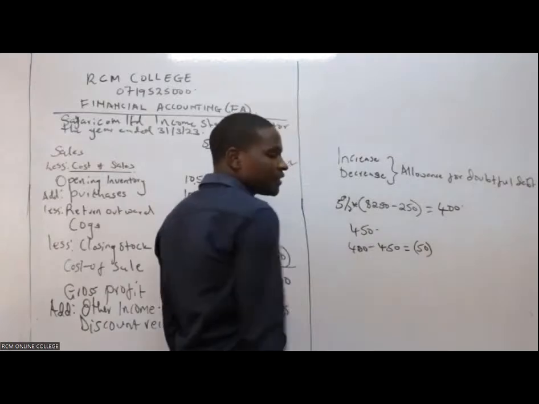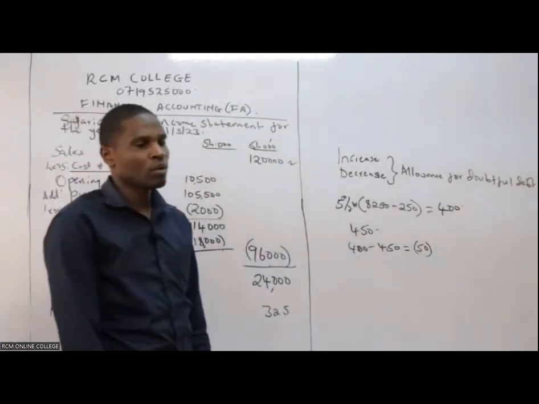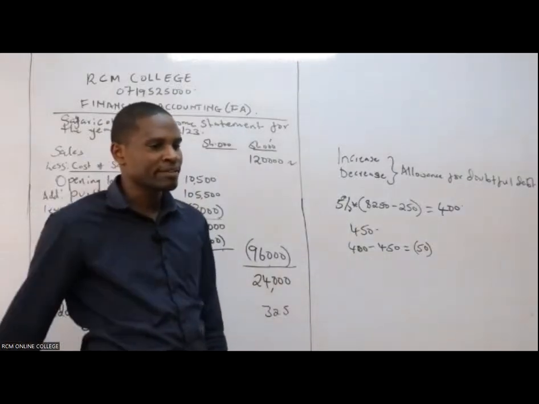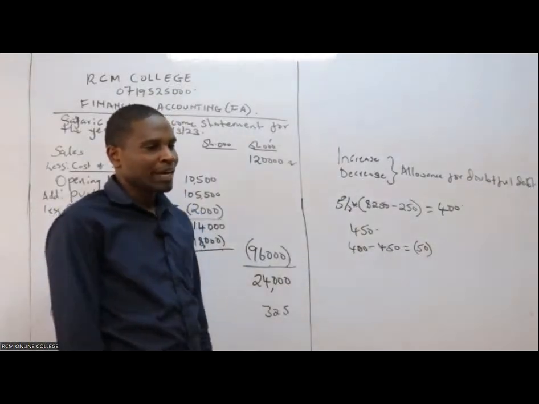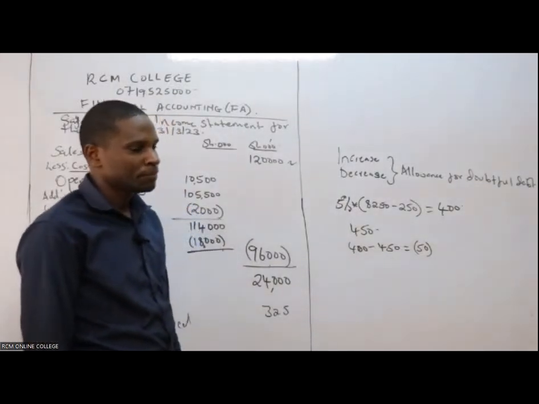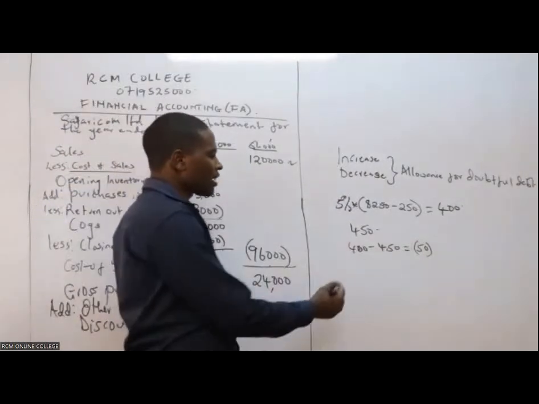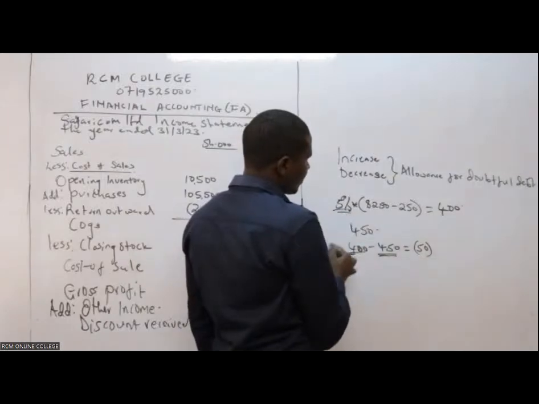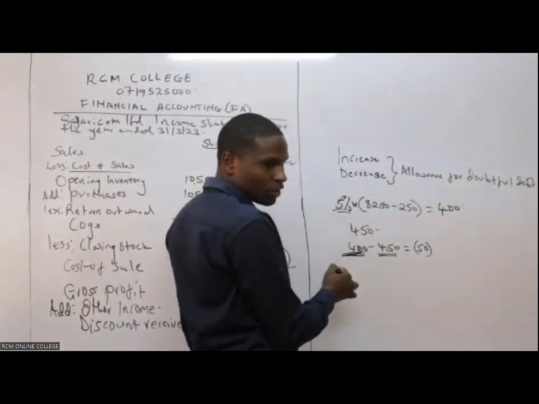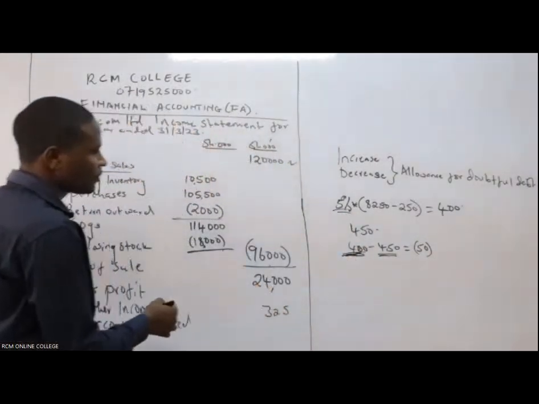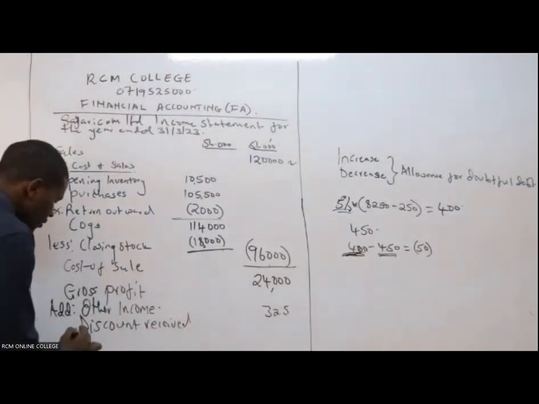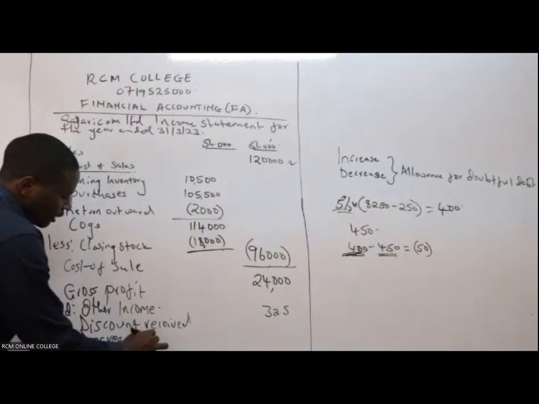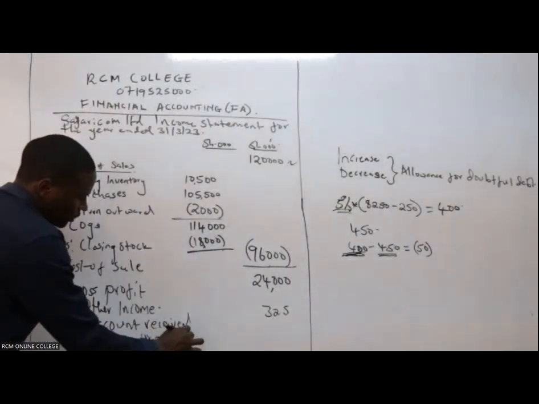So was there a decrease or an increase? In the trial balance, we had 450 provided, and then allowance, the 5%, was 400. So there was a decrease. Therefore, the 50 is an income. So decrease for allowance for doubtful debt.